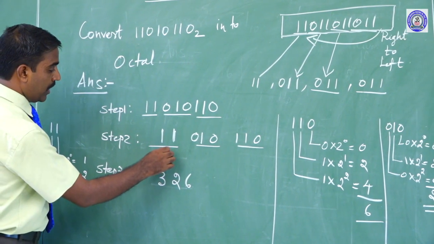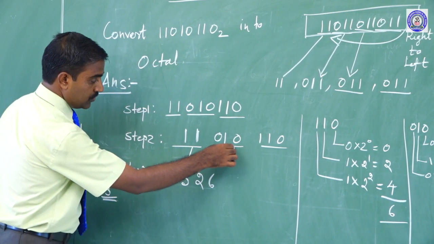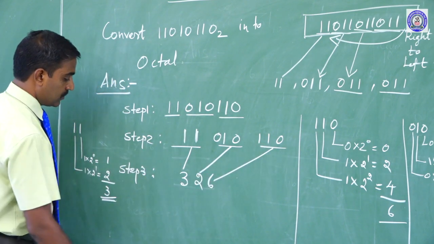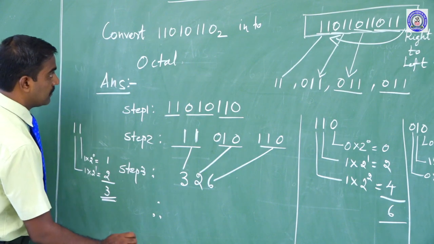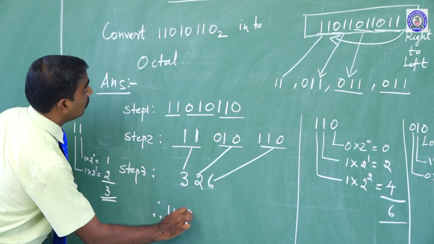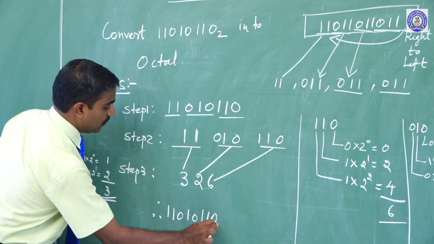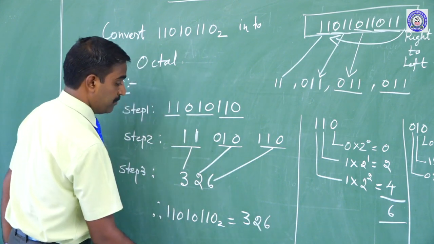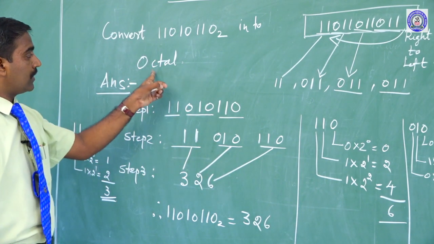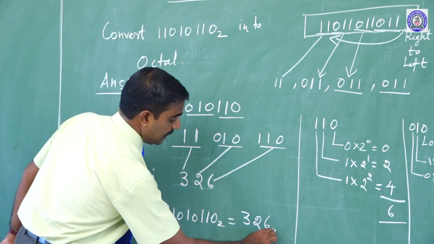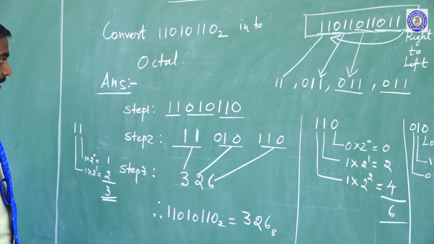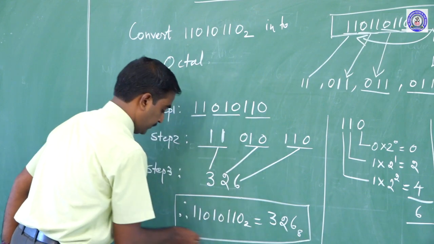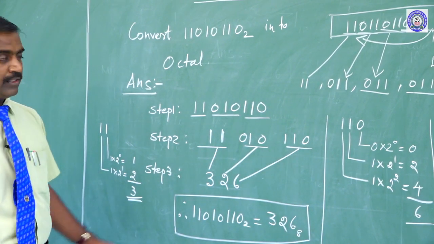So the 1 1 is nothing but 3, 0 1 0 is nothing but 2, and then 1 1 0 is nothing but 6. Therefore the final answer is 1 1 0 1 0 1 1 0 base 2, which is 3 2 6 base 8. Why? Because octal means 8. Yes, this is the answer for these questions. Clear? I think you understand.